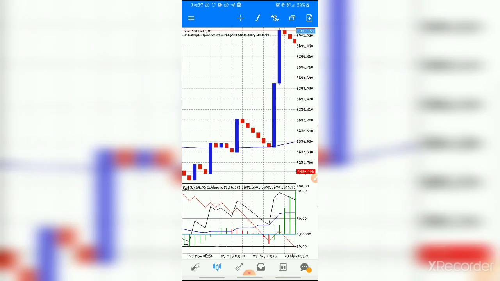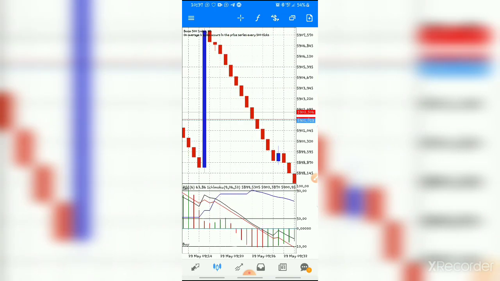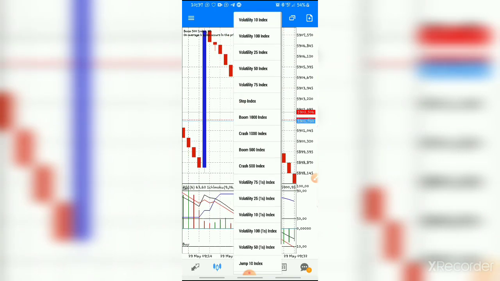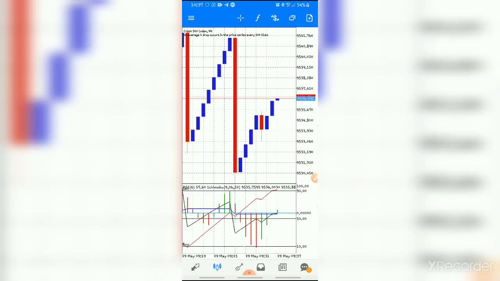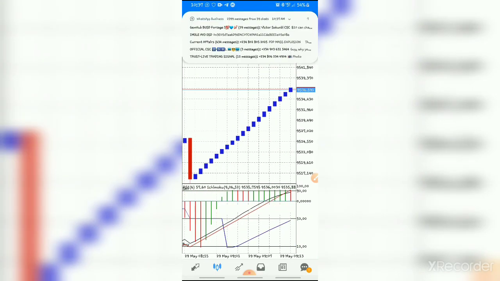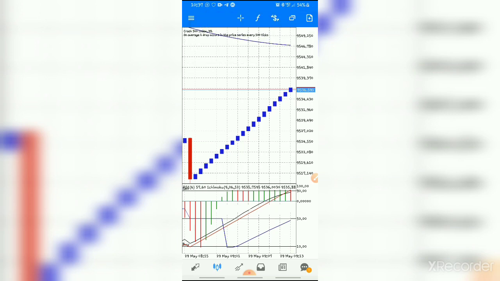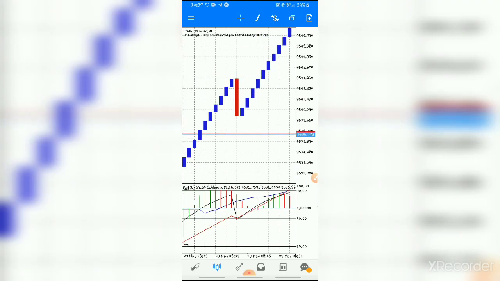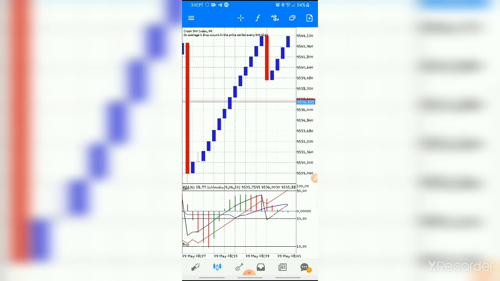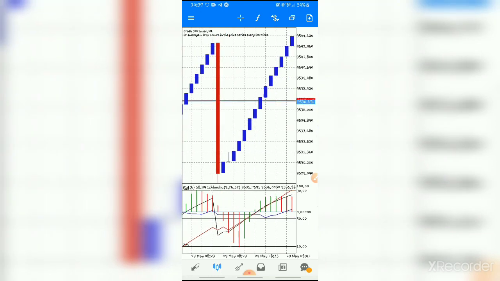But for crash, the reverse is the case. Let's go to crash. So I will explain how it works for crash. So let's go on crash 500. For crash 500, the normal trend is an uptrend. So that means if you are trading the spike, you have to sell. You have to sell to trade the spikes. But when do you know when to trade the spike?